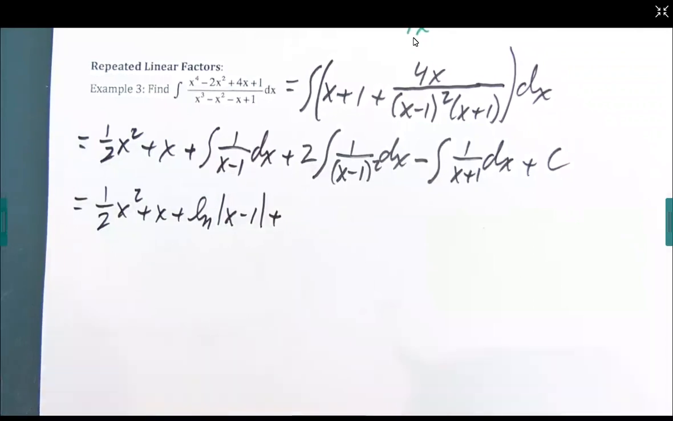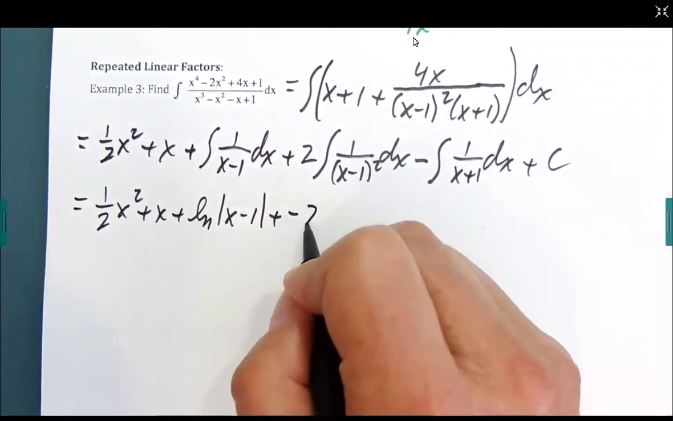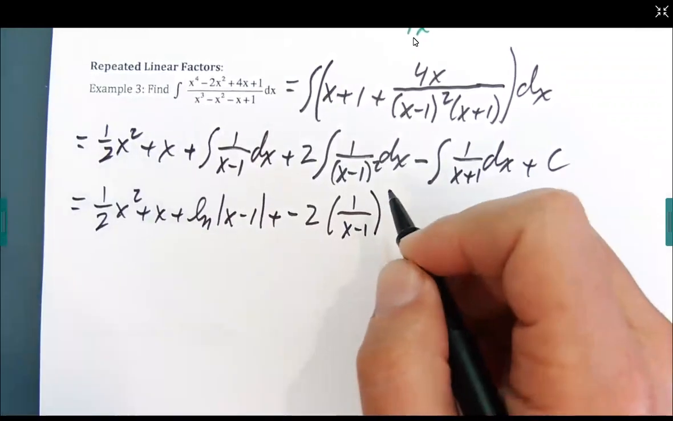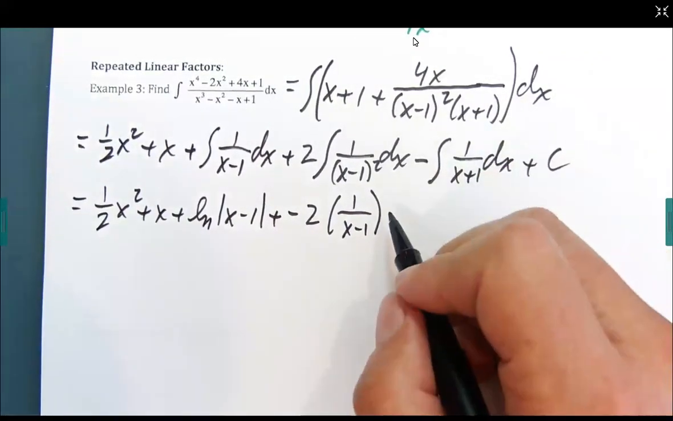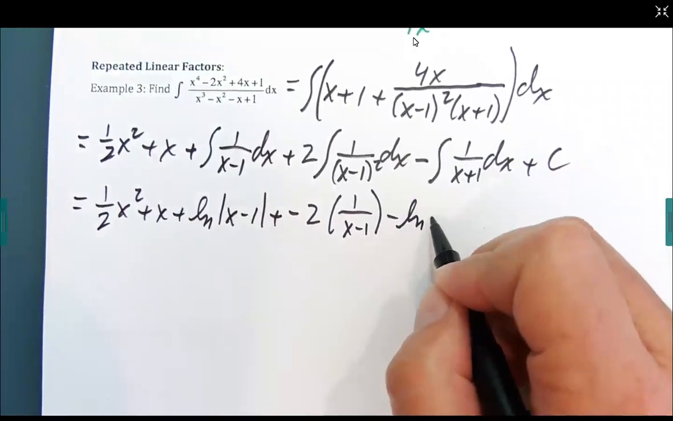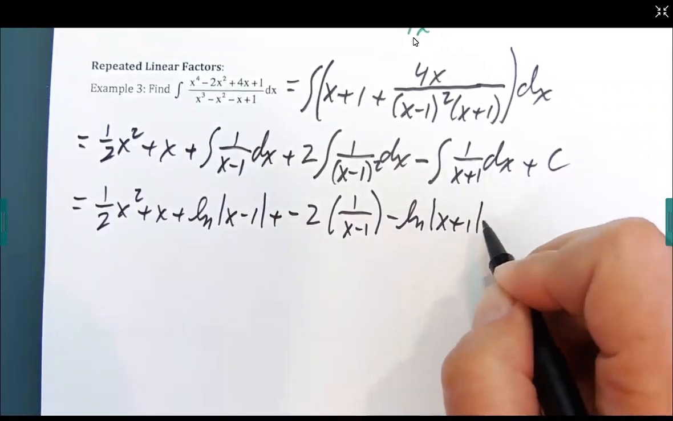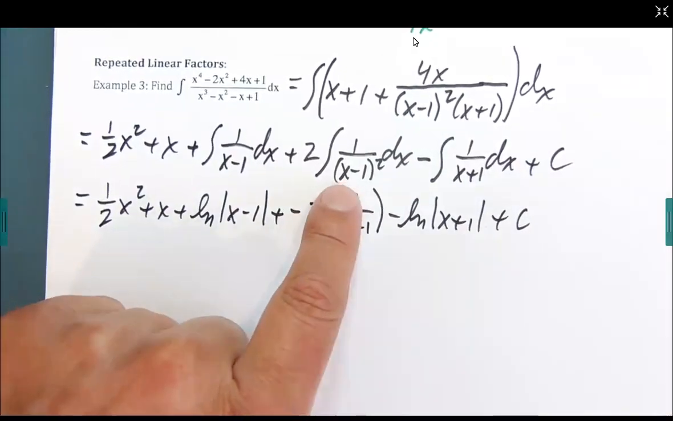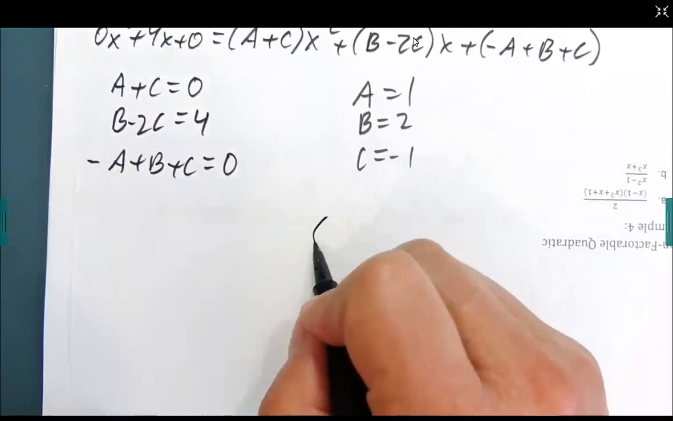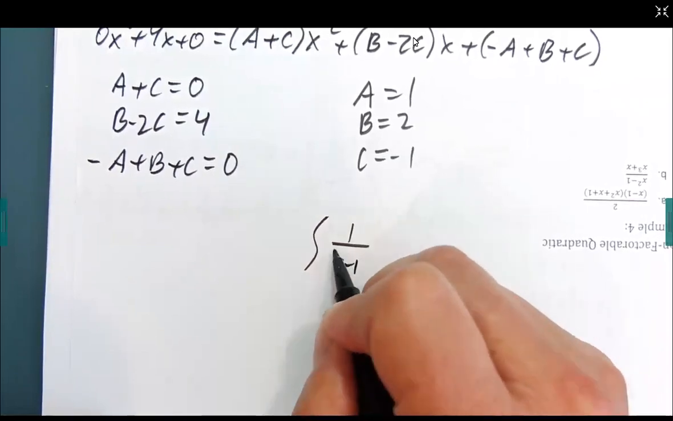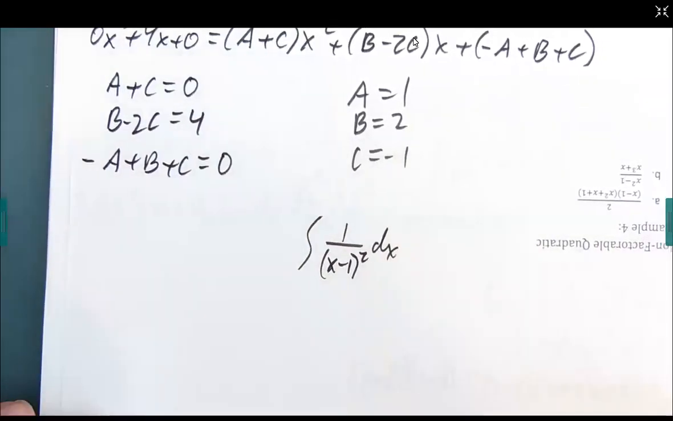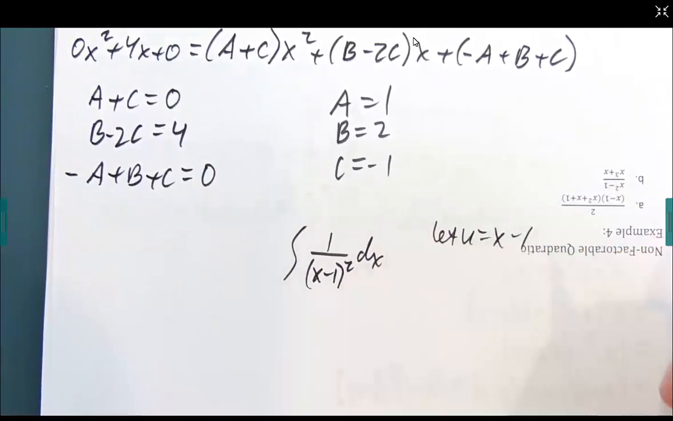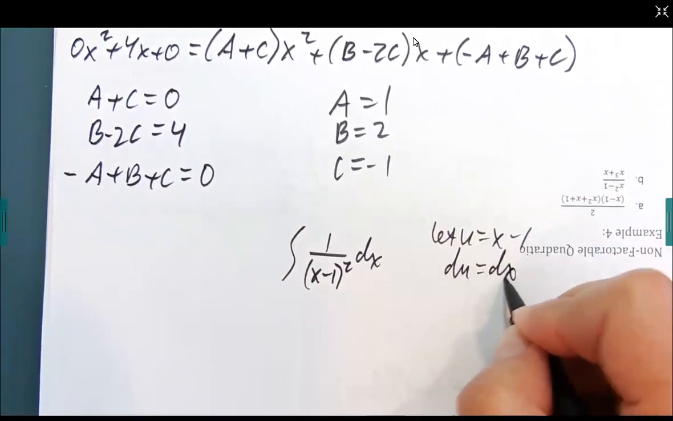Now this is going to become negative 2 over 1 over x minus 1, and then minus ln absolute value of x plus 1 plus c. Now I'll clean that up in just a moment. I want to show you what I did with this one here. So the integral of 1 over x minus 1 squared dx. I let u be x minus 1, so du is dx, no problem.